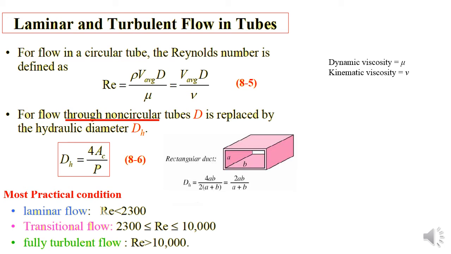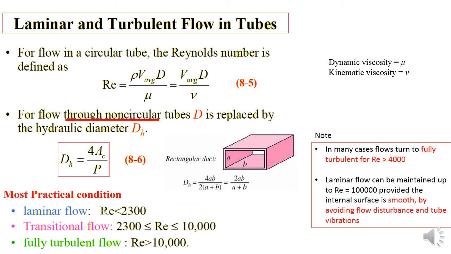Although this is the most practical condition, I put a note here. You should keep in mind that in many cases flow turns fully turbulent for a Reynolds number larger than 4,000, and laminar flow can be maintained up to a Reynolds number of 100,000, provided that the internal surface is smooth and by avoiding flow disturbance and tube vibration. Although this is a special case where you need to control a lot of things. In our study of heat and mass transfer, we will set the most practical condition as laminar flow, transitional flow, and fully turbulent flow.